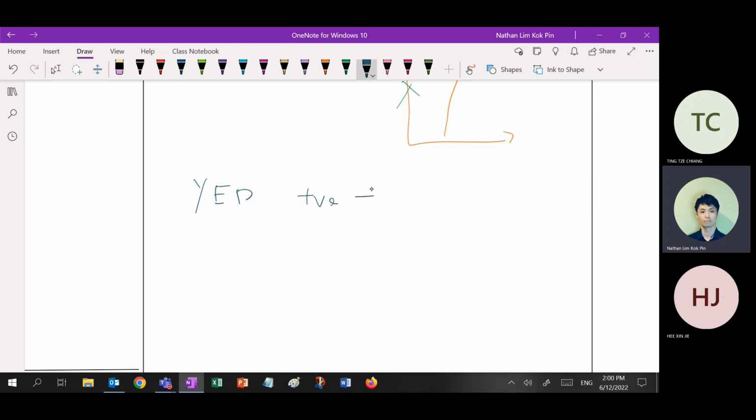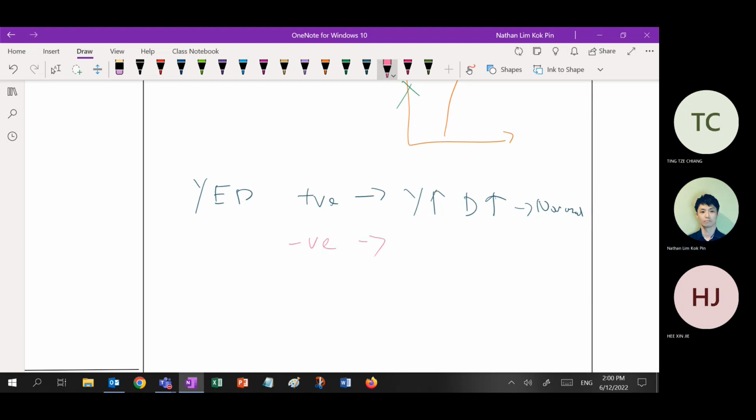positive means what? YED positive means what? When income increases, demand increases. What type of good? Normal good. Negative means what? When income increases, demand decreases. Opposite direction of the arrow means negative relationship. Inferior good.